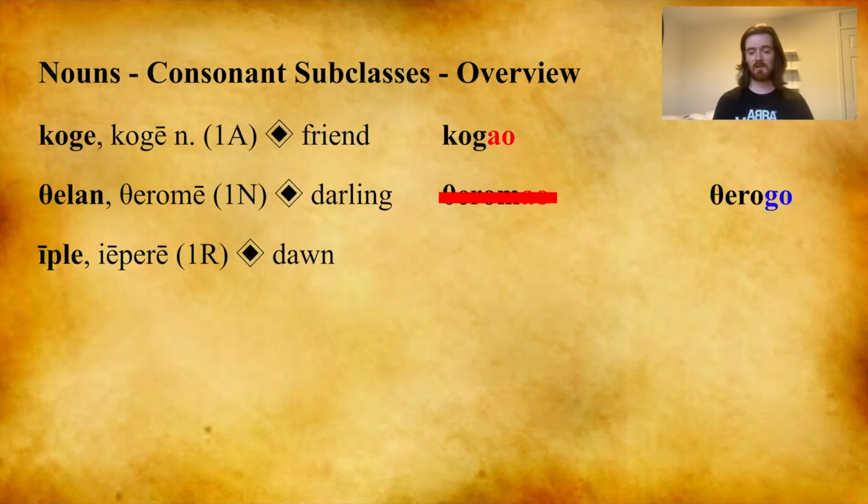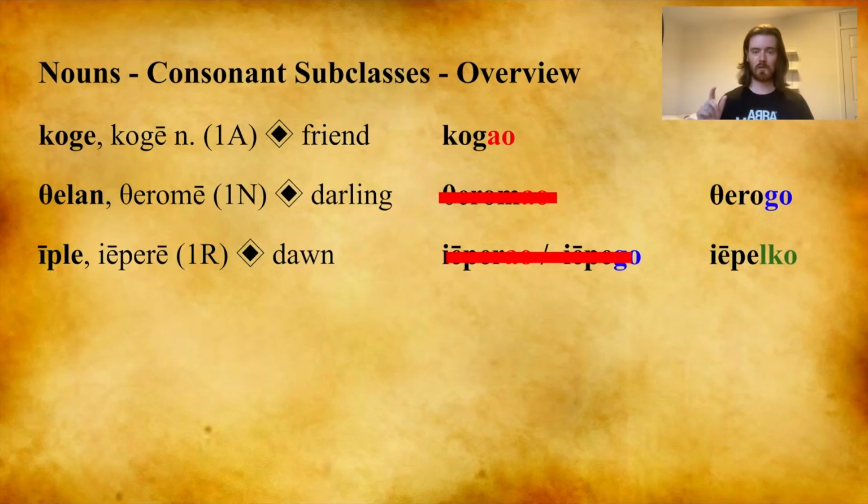Let's have a look at another noun in a different consonant subclass, I ple ie pere, which means dawn. This also belongs to the first declension, but it belongs to the rhotic subclass. Unsurprisingly, it doesn't form its genitive singular as ie perau following the regular or ie pego following the nasal, but rather ie pelko, where the ending ulko replaces the final rhotic sound of the stem.